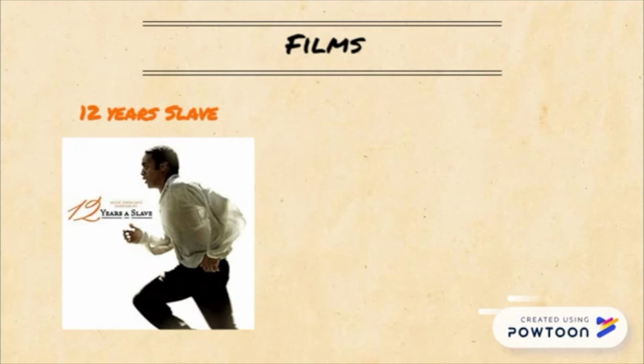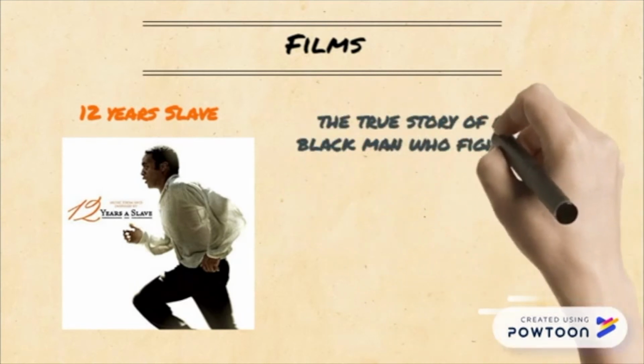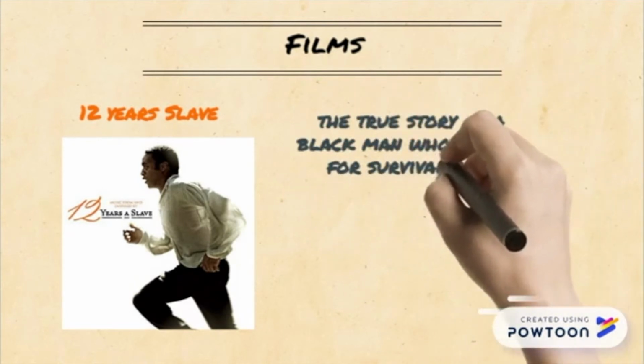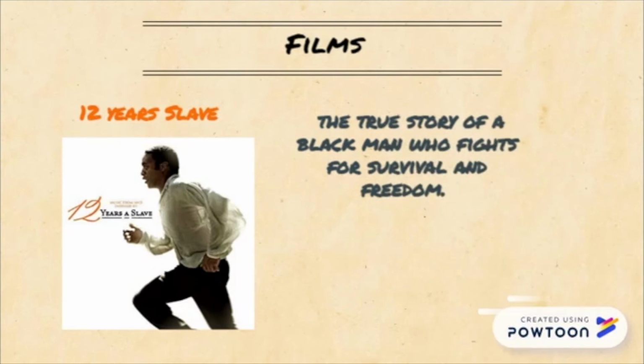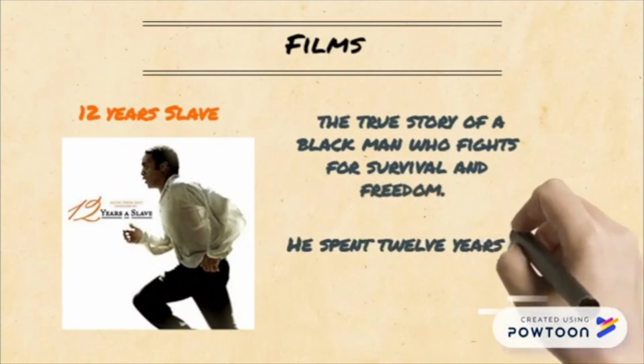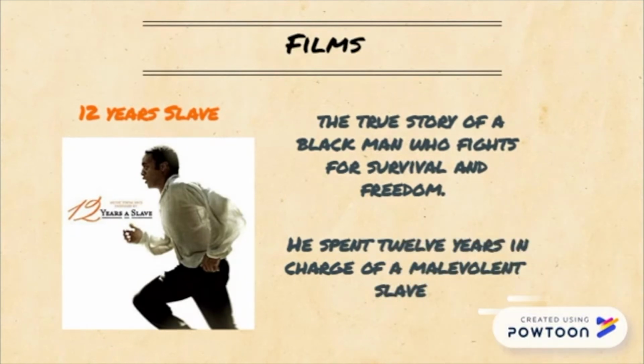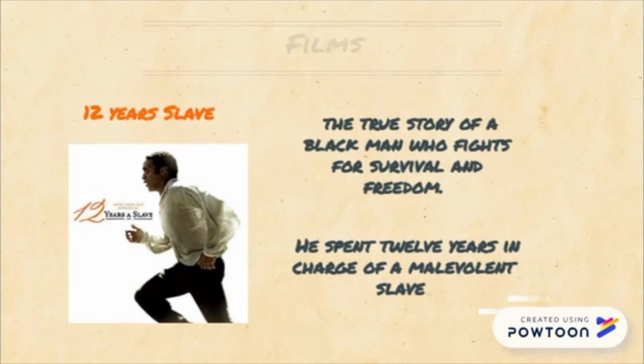12 Years a Slave. This film represents slavery very accurately by telling the true story of a black man who fights for survival and freedom. This free man was living in upstate New York in the pre-Civil War United States when he was abducted and sold into slavery. He spent 12 years in the hands of a malevolent slave owner, facing cruelty and struggling to stay alive and retain his dignity. In the 12th year, he manages to leave behind that terrible life thanks to a Canadian abolitionist.